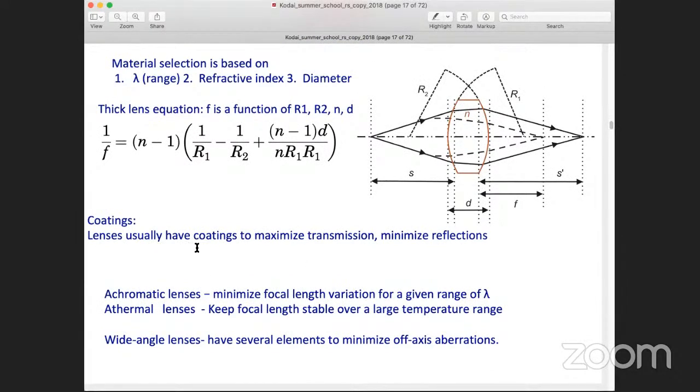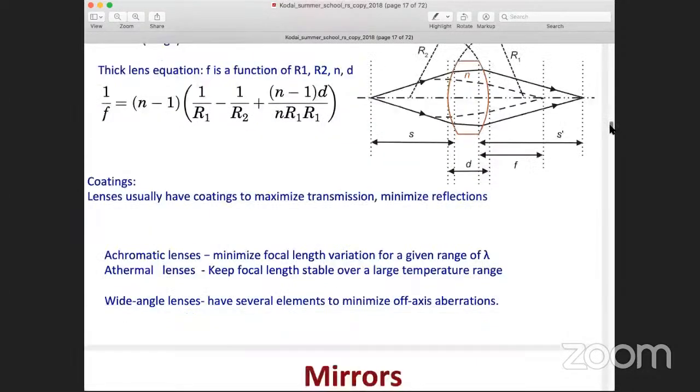Lenses usually have a coating to maximize transmission, because lenses are refracting elements. They allow the light to pass through. So they should have maximum transmission and minimize reflection, because if the light is reflected, you lose the light. As they are transmitting light, they should have maximum transmission so that we don't lose light.